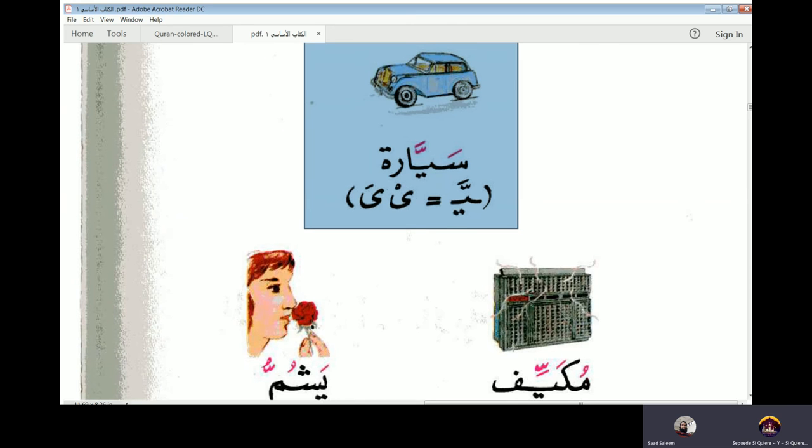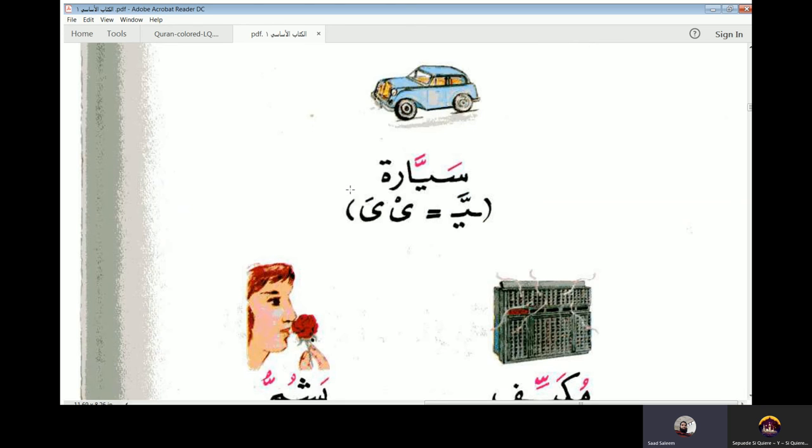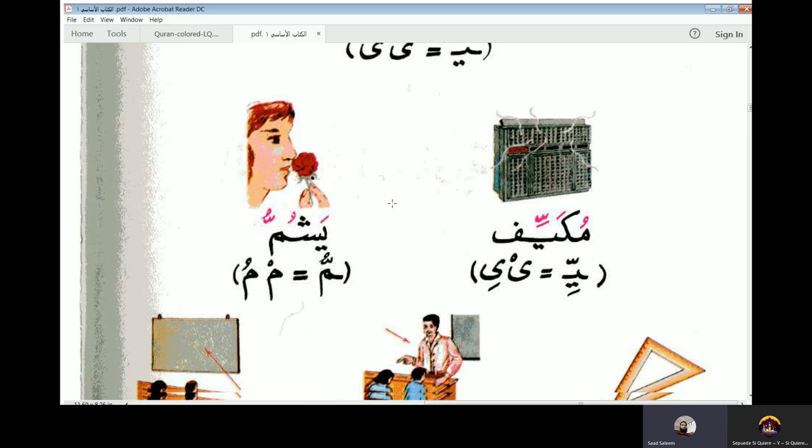Sayaratun, a car. Yes, a car, sayaratun, a car. And Shadda on Ya means that we have two Ya here. First Ya has Sukoon and second Ya has Fatha. Yes. Okay, got it.